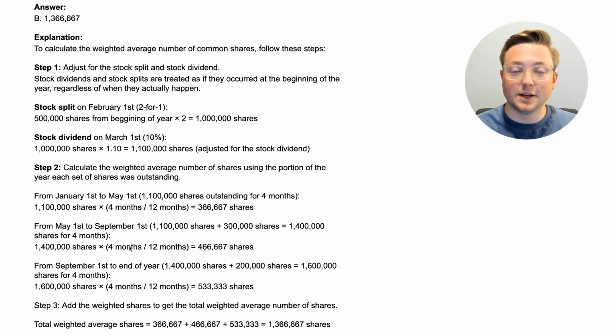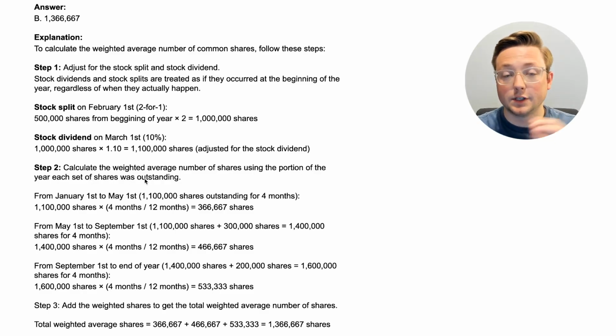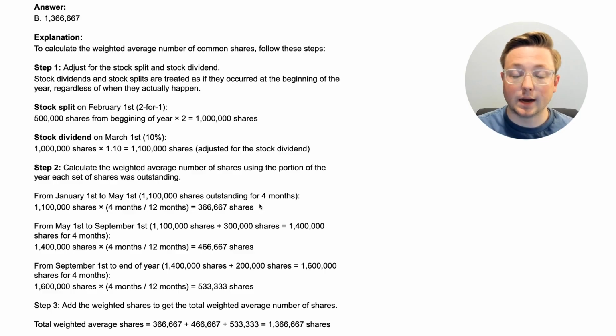It's a little bit hard to explain, but basically this is another way that you can do it. You can calculate it this way by taking the average number of shares using the portion of the year each set of shares was outstanding. So we're just calculating how much shares there was for each portion of the year. So you can do this approach, or you can do the approach we saw in the previous question. Either way, you're going to be able to calculate the weighted average common shares.